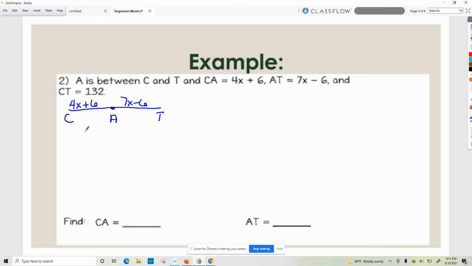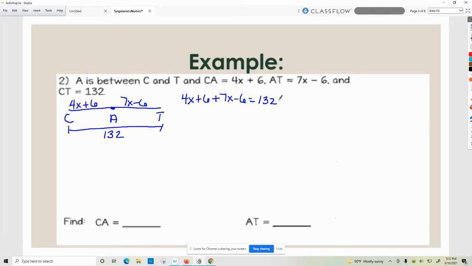And the whole length from C to T was the length of 132. Okay, so once again, I want to set everything up small plus small. So this small plus this small equals the big. So I'm going to have my 4x plus 6 plus my 7x minus 6 equals that 132.